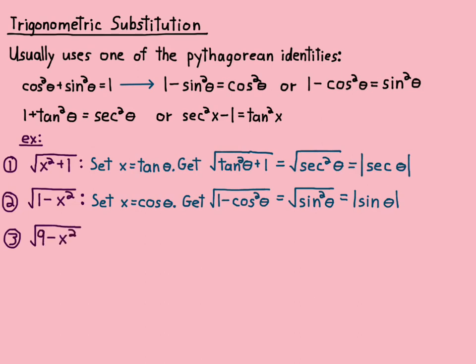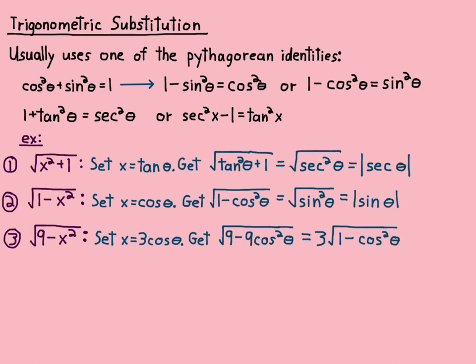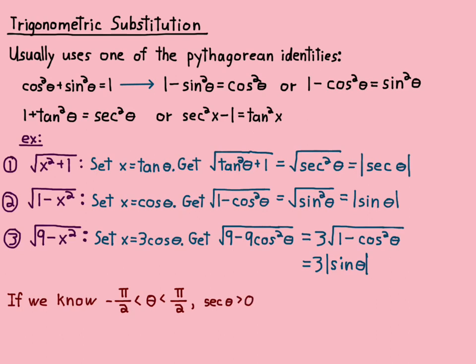Okay. Now, what about 9 minus x squared? Well, here we set x equals 3 cosine theta, because then when you square 3 cosine theta, you'll get 9 cosine squared theta. The 9s will factor out. So, right, like that. And so you get 1 minus cosine squared theta, which is sine squared theta, with absolute values. So that's how you handle that.